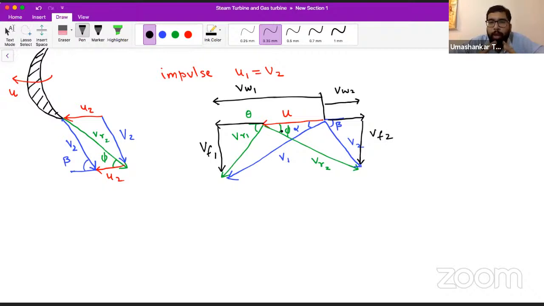VW1 must be, if you are talking about turbine, VW1 must be greater than VW2. And if you are talking about the compressor, the VW1 must be less than VW2. And our VW2 should be greater, because compressor, as we know, is a power consuming device. Got my point or not? Is that clear or not till now? This is the same as what we have read already.